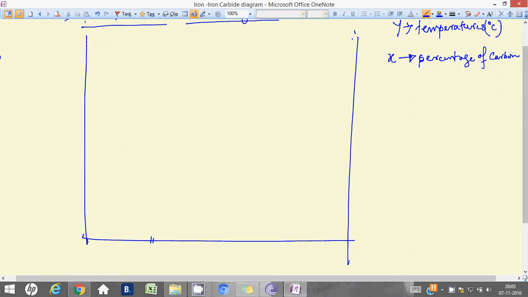Let me mark: this is a point, this is 0%, this is 0.02, this is 0.8, supposedly this is 1%, this is 2, this is 3, this is 4, this is 5, and this is 6, and up to this point it's 6.67% of carbon.